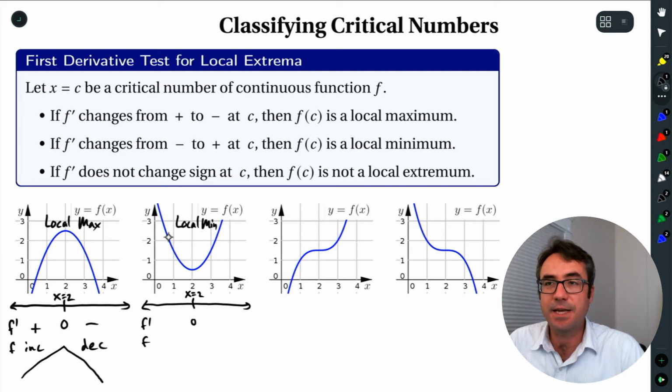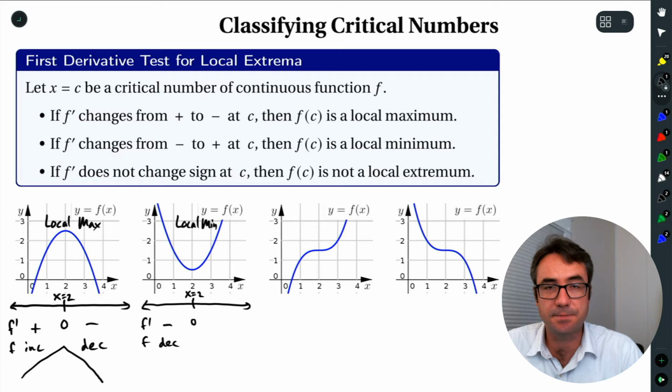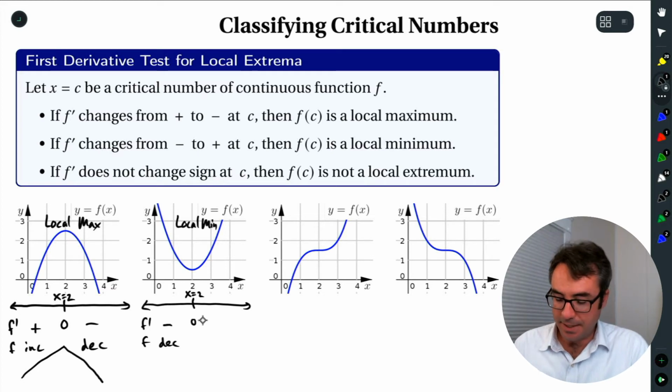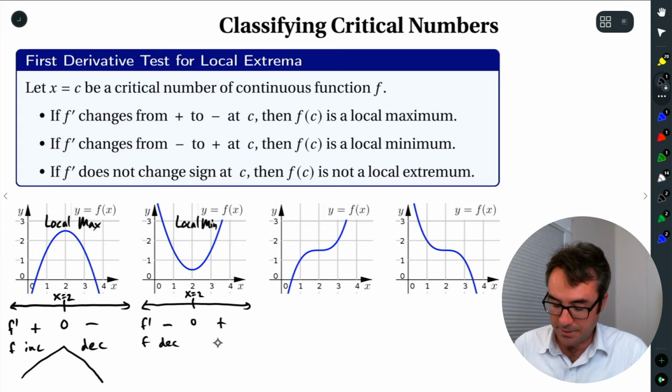And so on the left side, our graph is decreasing. The slopes are all negative. So f prime's negative, and the original function f is decreasing. And then on the right side, what's going on over here? Our function's increasing, the slopes are going up. The slopes are positive. So positive and increasing.